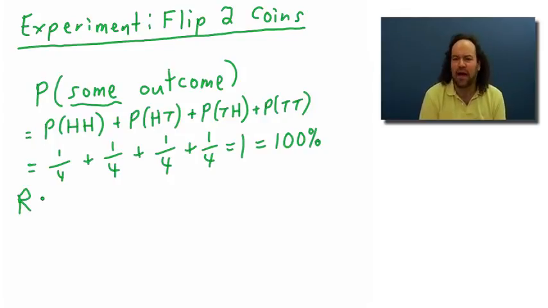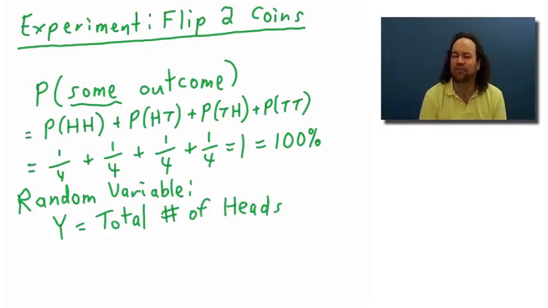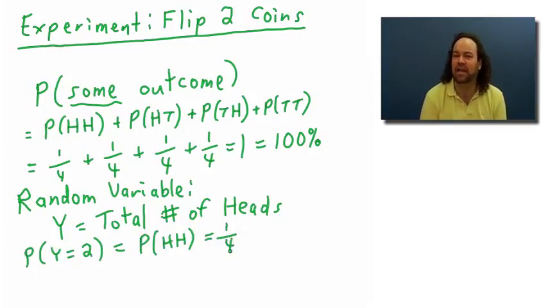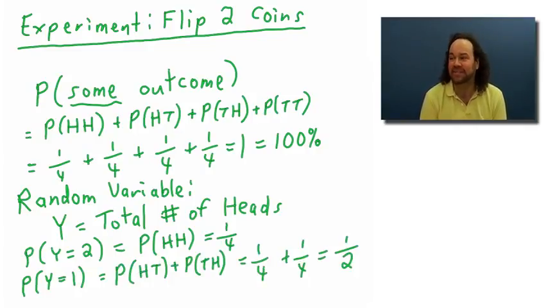Or we can think about, for example, a random quantity. Like, for example, we can let y stand for the total number of heads. Then we know that, for example, the probability that y is 2 is the probability that we got 2 heads, which means we got heads heads, which has probability 1/4. And the probability that y equals 1 is the probability that we got either heads tails or tails heads. And that probability, as we know, is 1/4 plus 1/4, which is 1/2 or 50%. So in this way we can compute random quantities and their probabilities based on the different outcomes.